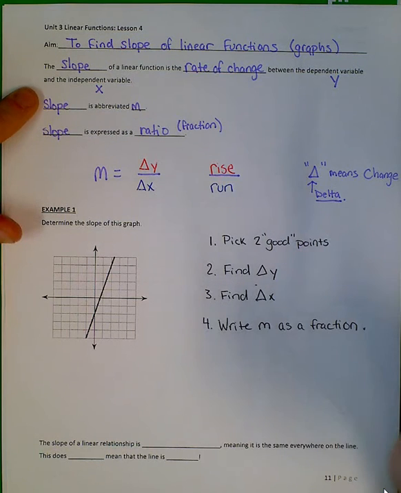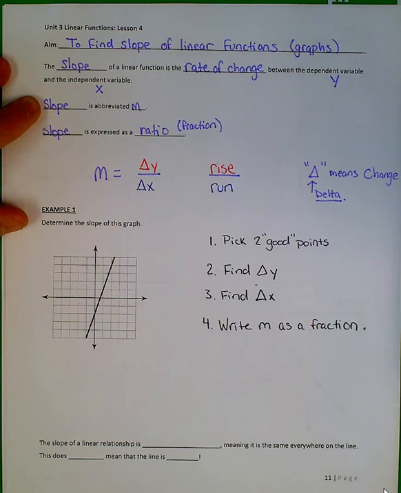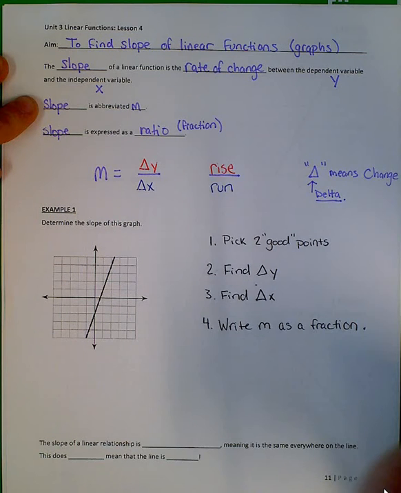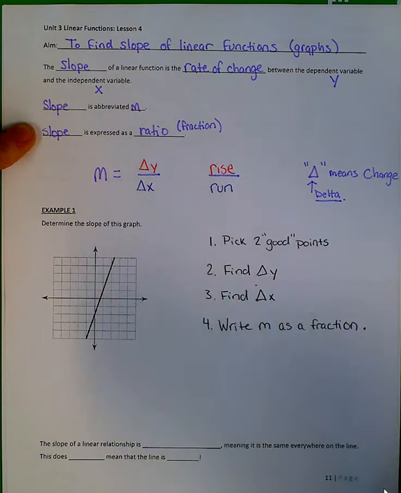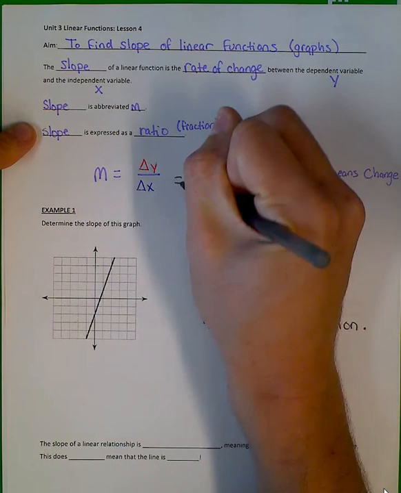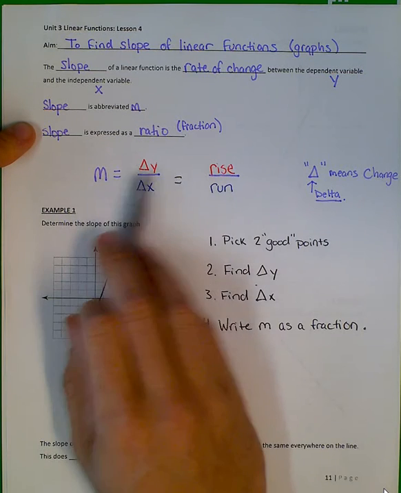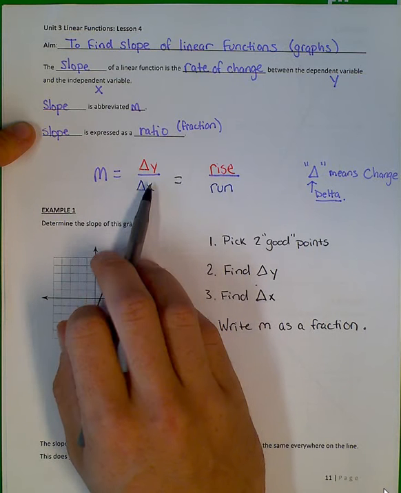It's important to note that slope is abbreviated as m, the letter m. Think about mountains: mountains have slope, so a good letter to remind myself is m. M is for mountains, mountains have slope, slope is abbreviated m. It's also expressed as a ratio, or a fraction. What is that fraction? Here it is. The slope is the change in y over the change in x.